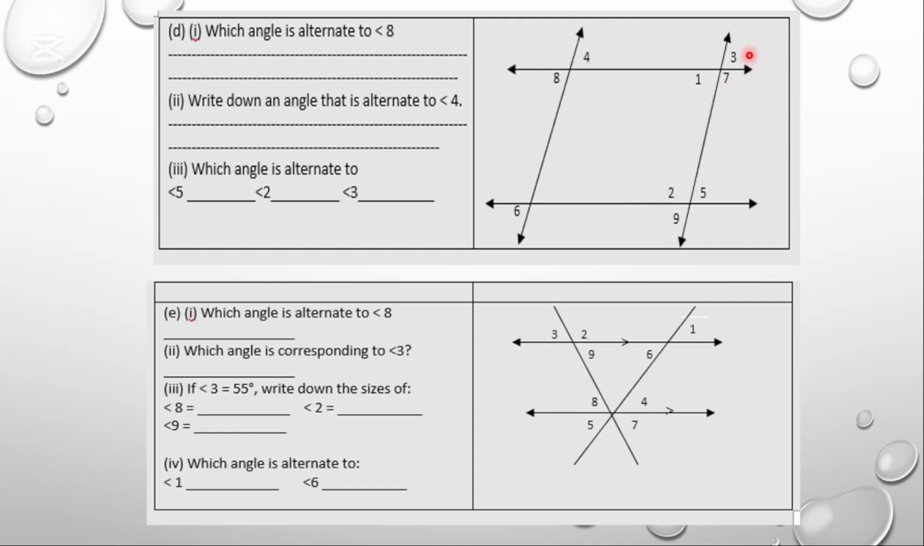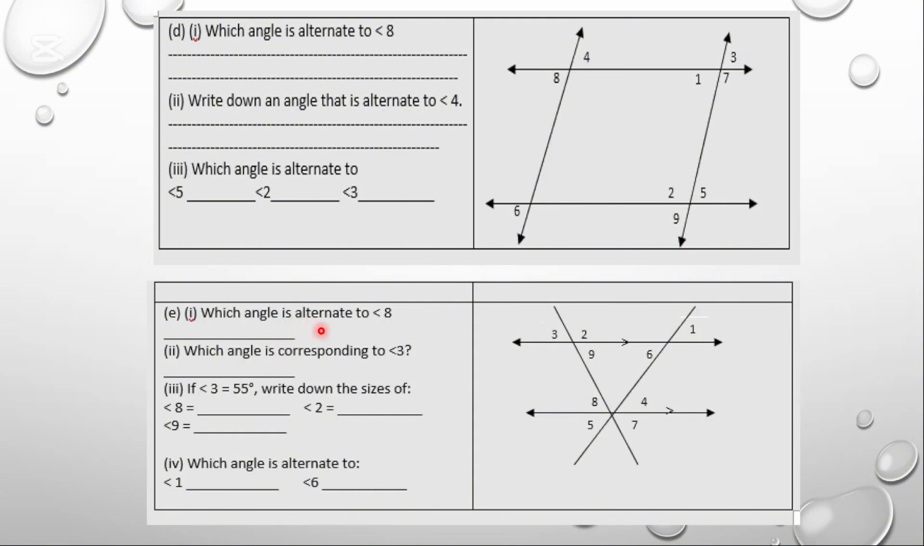3. Look here, 3. Exterior, on the outside of this line. So we must look for another one outside of the line. So it can be 3 and 8. It can also be 3 and 9. That's right. Next one.